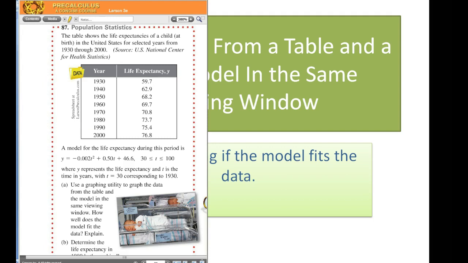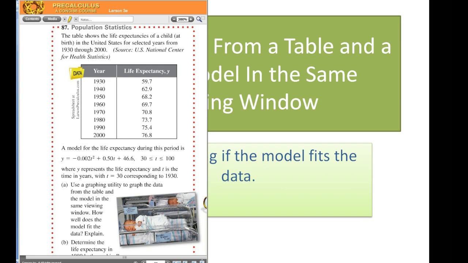We are going to use as our example from your pre-calculus text, section 1.2, problem number 87, on page 21. We're just going to do the first part of this problem, and this problem is a quadratic equation. This one graphs in the form of a parabola. This table shows the life expectancies of a child at birth in the United States for the selected years from 1930 through 2000. Those years are 1930, 1940, 1950, 60, 70, 80, 90, and 2000, and the life expectancies are shown as y.